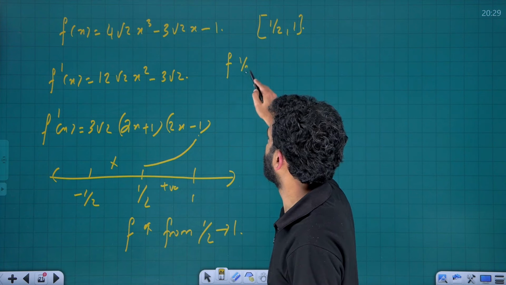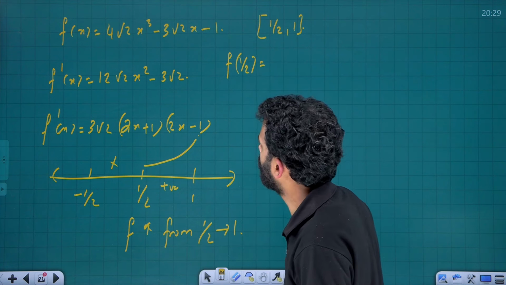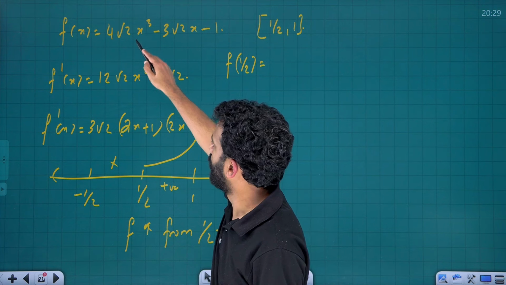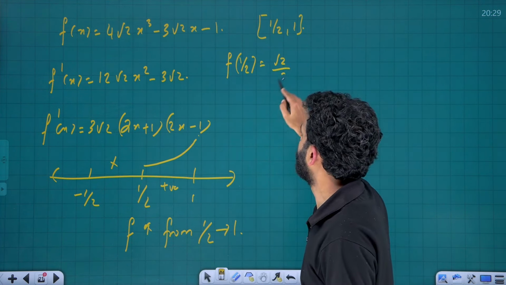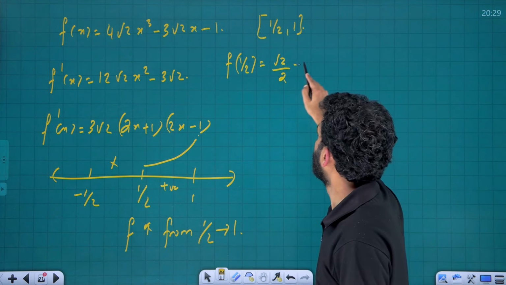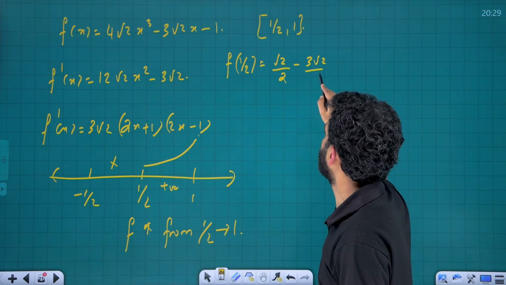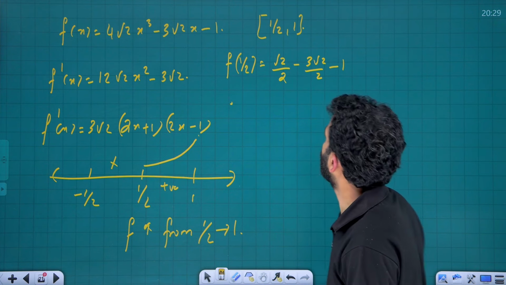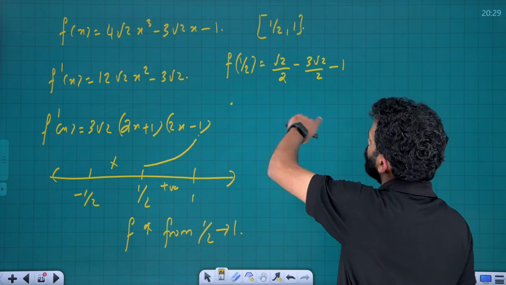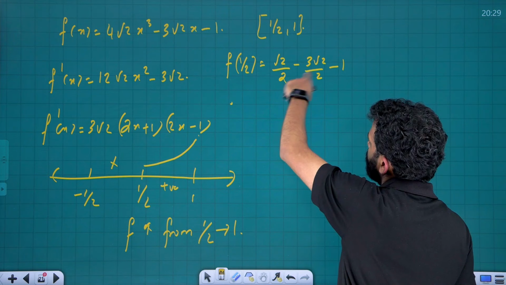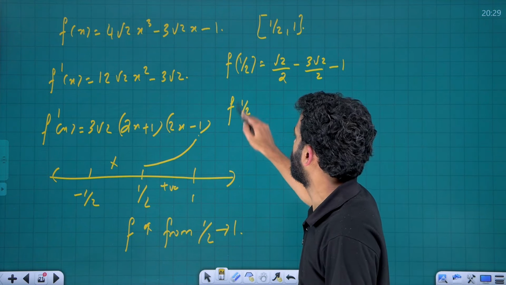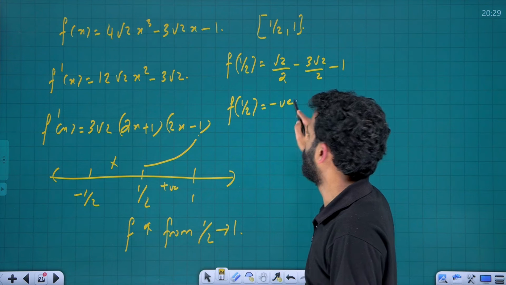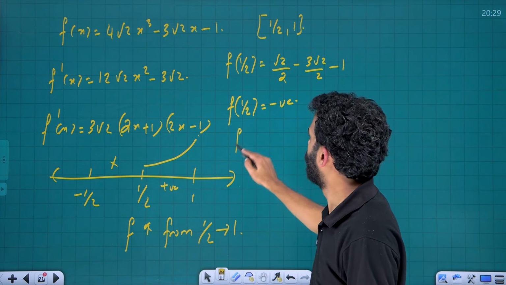So, what is f of 1 by 2? It is equal to 1 by 8 times root 2 by 2, that is root 2 by 2. Okay, and this will be minus 3 root 2 by 2 minus 1. So, f of 1 by 2 is minus 2 root 2 by 2, that is minus root 2 minus 1. So, the end result is f of 1 by 2 is a negative value.